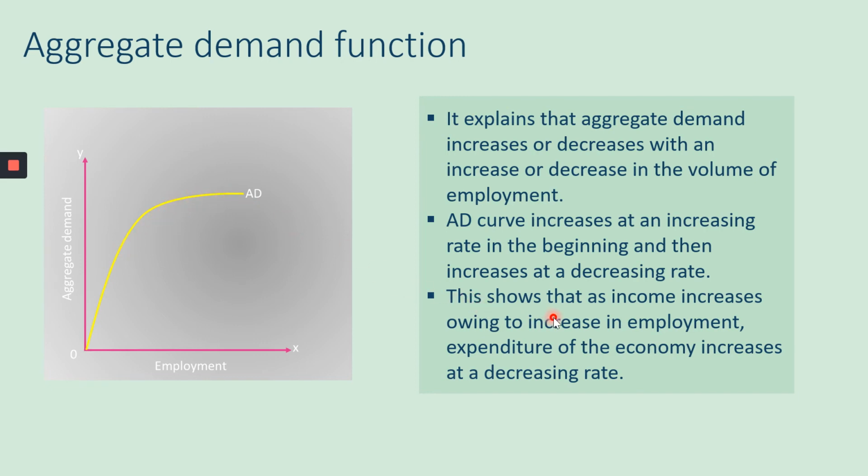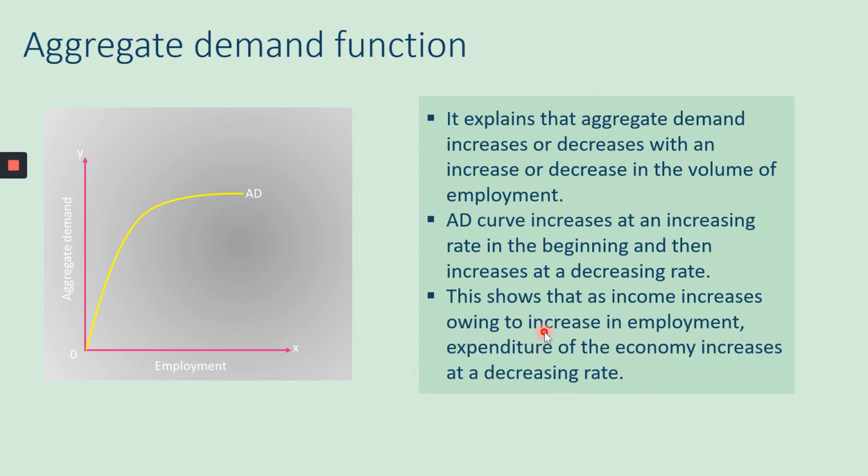This shows that as income increases, why does the income increase? Owing to an increase in employment. The employment is increasing, so the income is also increasing. Expenditure of the economy also increases. There is an increase in the employment, so there is an increase in the income, and there is also an increase in the expenditure of the economy, but it increases at a decreasing rate.